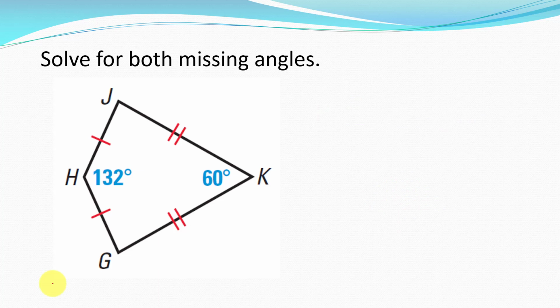For this one, we're going to need to think about, again, all the angles are going to add up to 360. And so I'm going to need to take away the 132 and the other 60. And that's going to be 360 minus 192. That's going to leave 168 degrees.